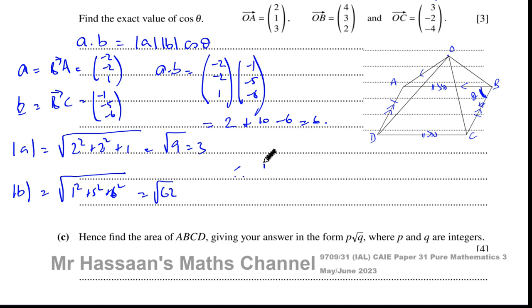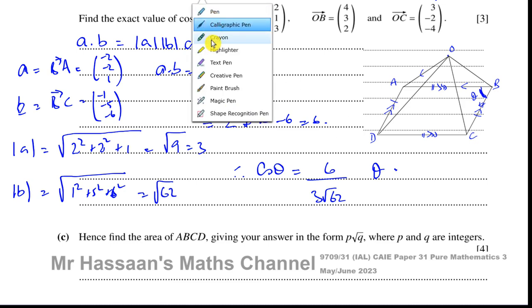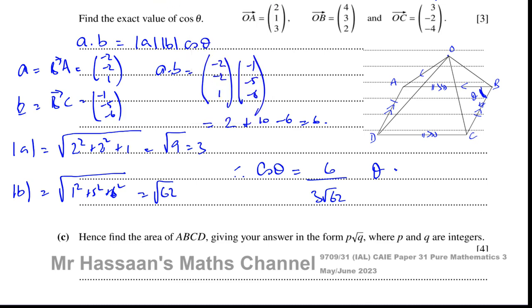So therefore we can say cosine of theta is equal to the dot product, which is 6 over, and then you have the product of the two magnitudes, which is 3 times the square root of 62. So therefore theta is equal to, we want the exact value. So this is the exact value, but we want to have it in a form which is rationalized. So first of all, 62.